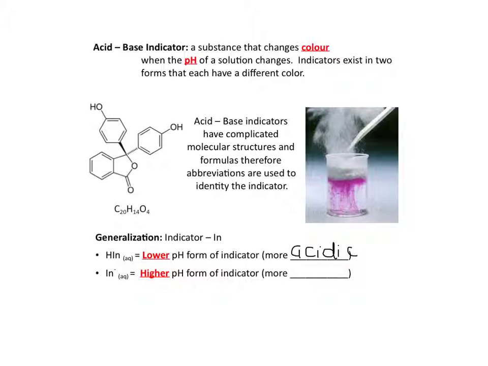In minus, so whatever else is left, is the higher pH form of the indicator, or more basic form. All right, so if you see here, this is the phenolphthalein structure. It's really, really complex. So what we would call phenolphthalein is HPh when I'm writing it on paper. That would be the abbreviation. You can find all of the abbreviations on the back of your periodic table.